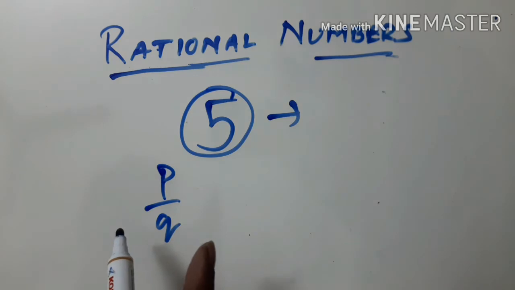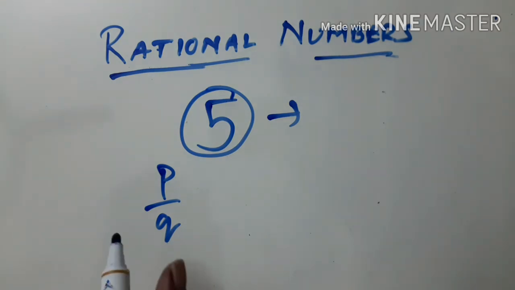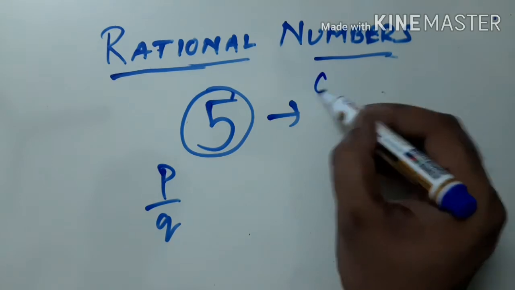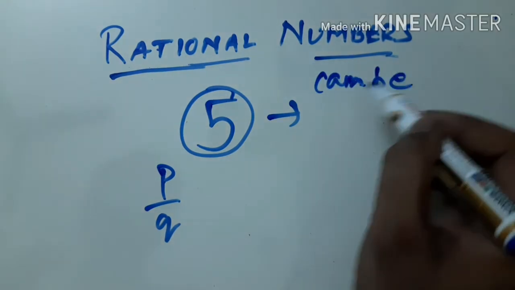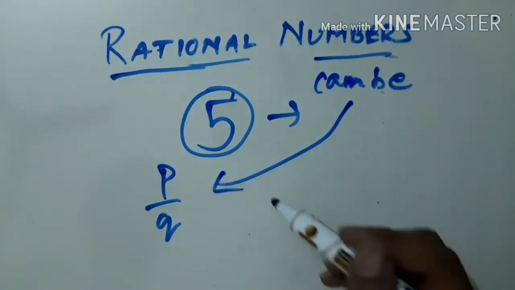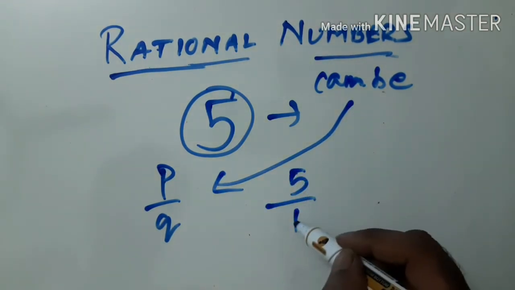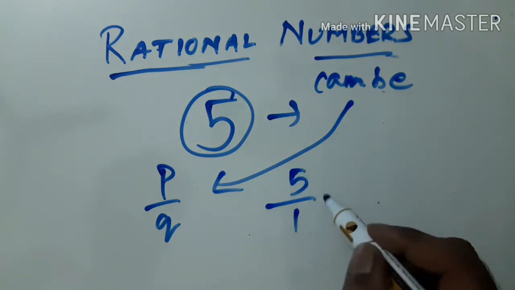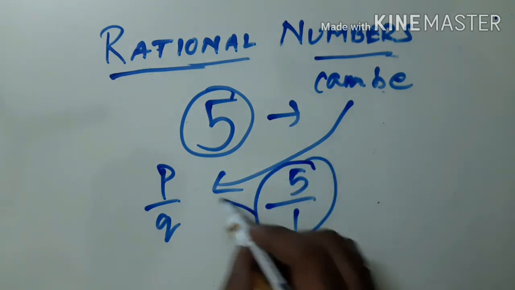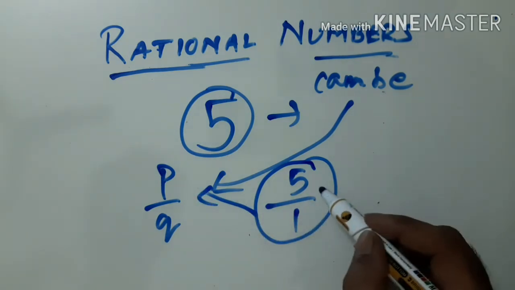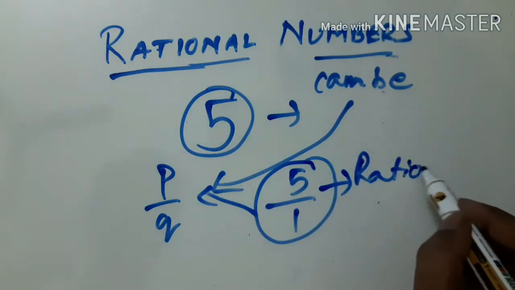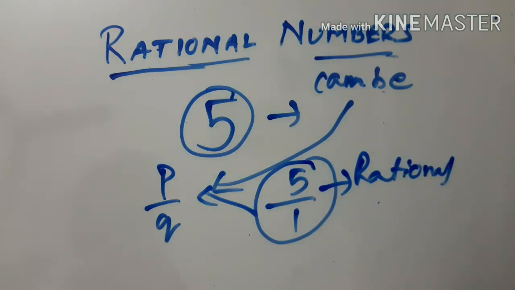As we remember, at the beginning I said a rational number means it can be written in the form of P by Q. So 5 I can write as 5 by 1, because any number divided by 1 gives the same number again. So 5 by 1 is in the form of P by Q, and if it is in the form of P by Q, then it is a rational number. That means any natural number can be written in the form of P by Q, and all natural numbers will be called rational numbers.